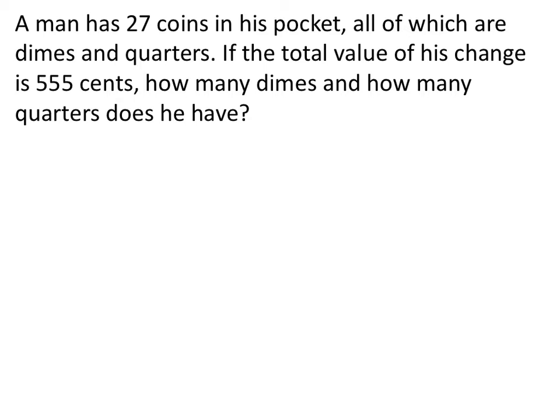A man has 27 coins in his pocket, all of which are dimes and quarters. If the total value of his change is 555 cents, how many dimes and how many quarters does he have?